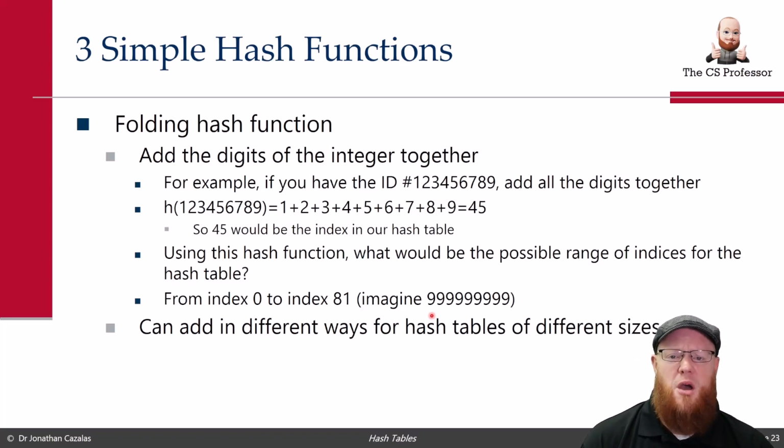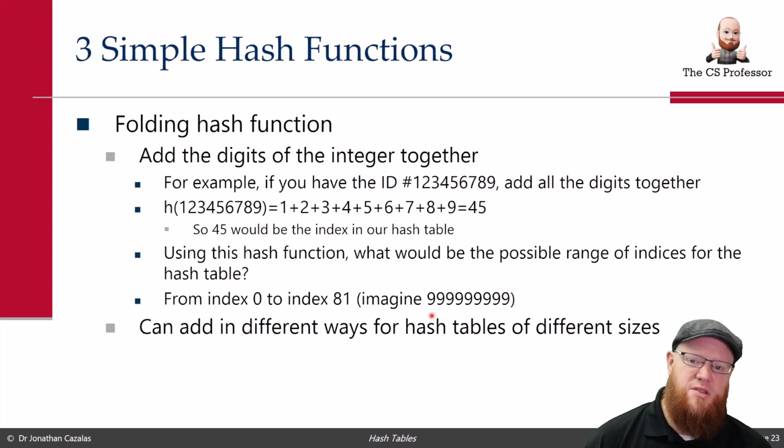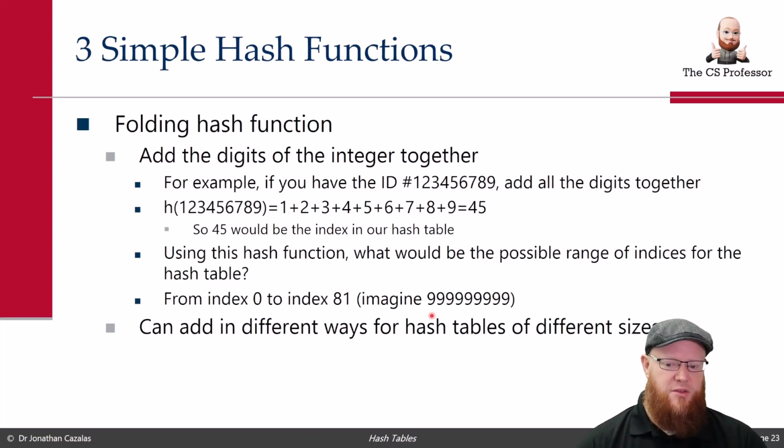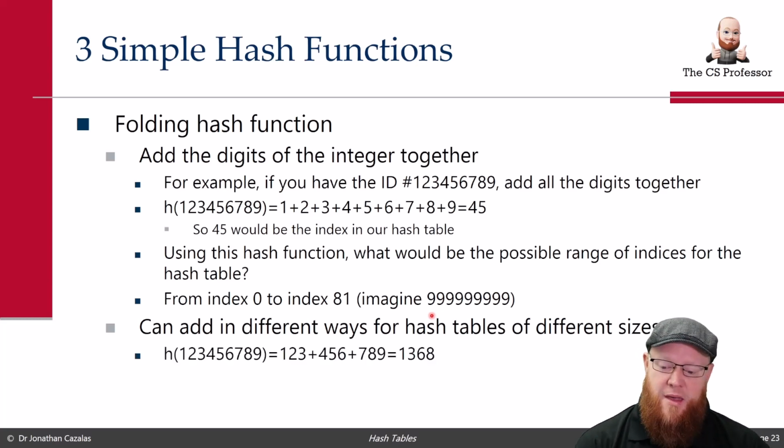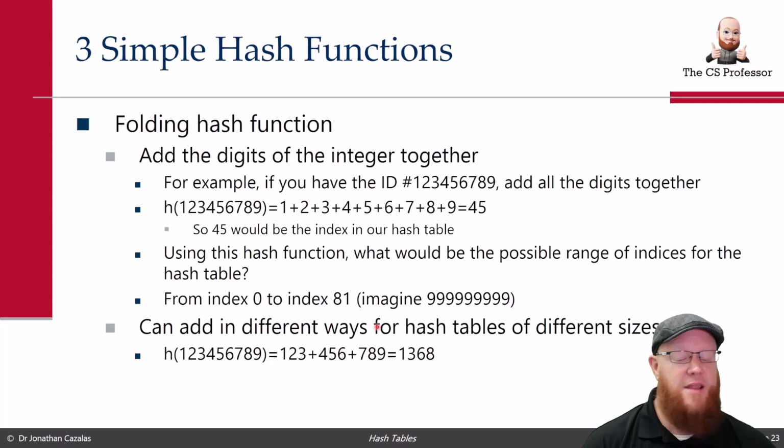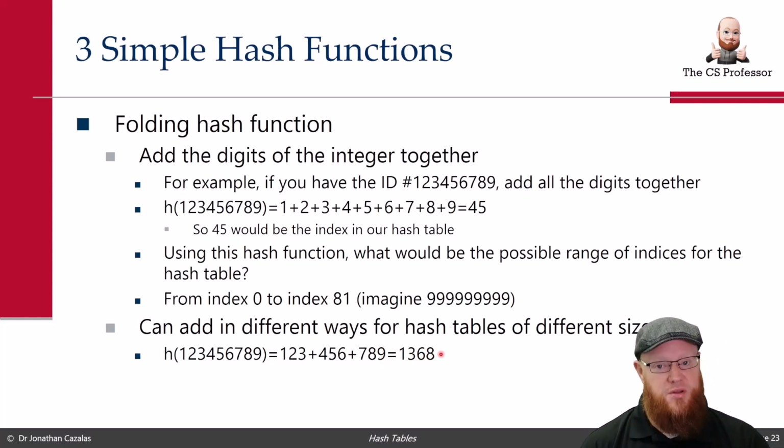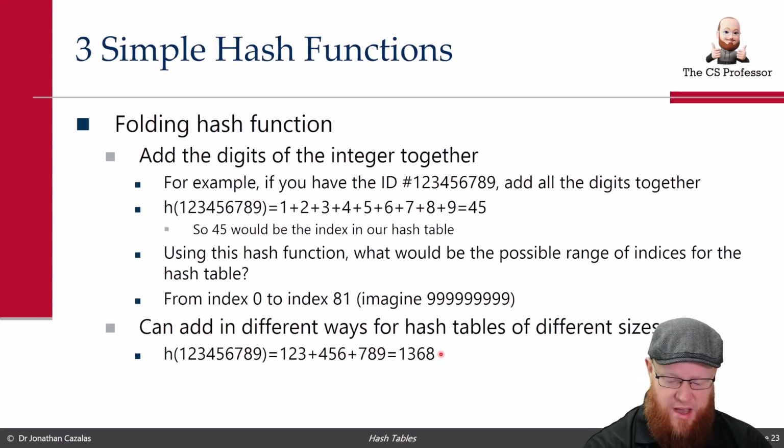And so that would be appropriate if you need to store maybe 50 students, 30 students, or what have you. This is just one particular way of adding those digits together. What if I said, take the first 3 digits, add it to the next 3 digits, and add it to the last 3 digits? We get this number, 1368. And now we can use that number, 1368, as our index into a more reasonably sized array.